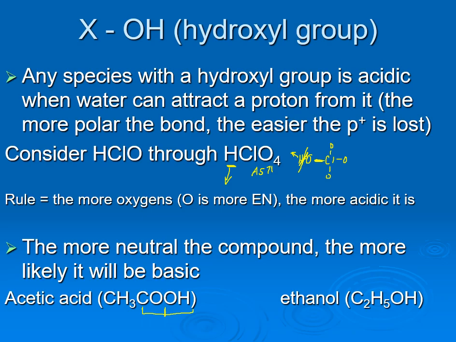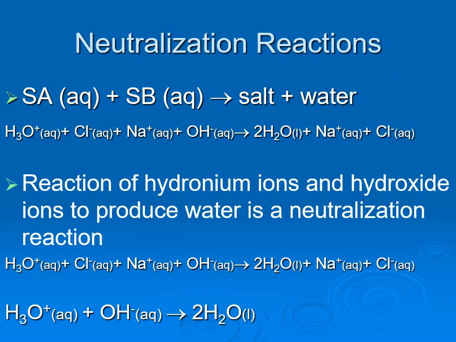The more neutral the compound, the more likely it will be basic. So acetic acid slightly acidic, ethanol slightly basic. Neutralization. So here, SA just stands for strong acid, SB strong base. If we have a strong acid reacting with a strong base, when they react, they will make a chemical salt and water. If we are dealing with inorganic acids, which is primarily what we have dealt with in our class, this is primarily an inorganic chemistry class with a little organic on the side, just for flavor.